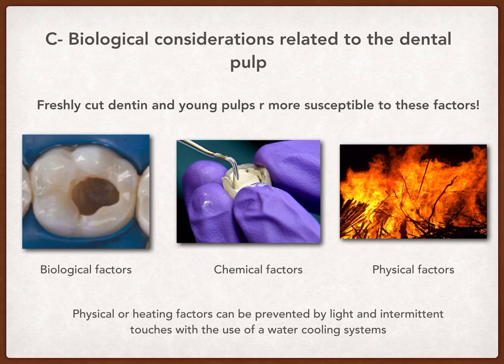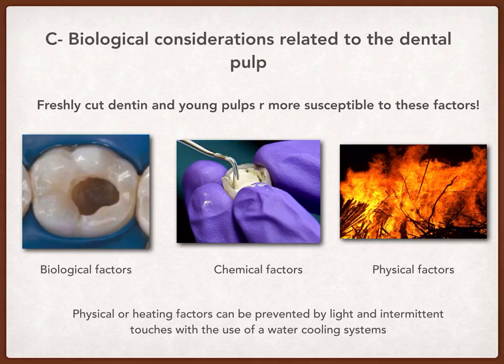The third biological consideration is related to the dental pulp. Guys, you should know that the freshly cut dentinal tubules are more susceptible to injurious factors and insulators. And this is the case also for the young pulps, because the young pulps are large and close to the surface of preparation and more susceptible to the insulators that I will talk about in a minute.